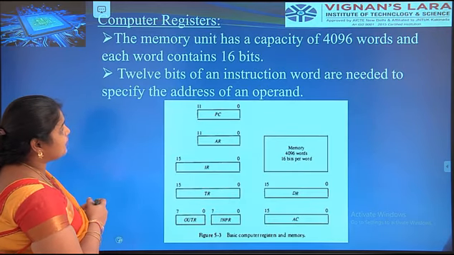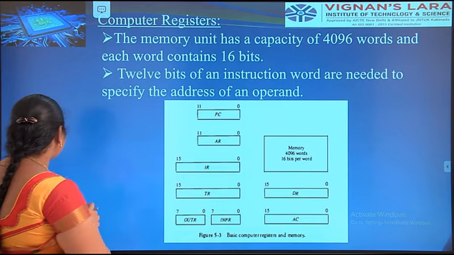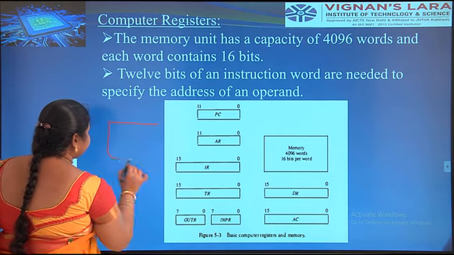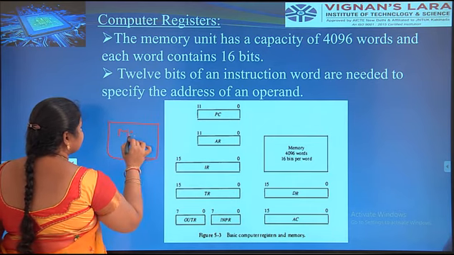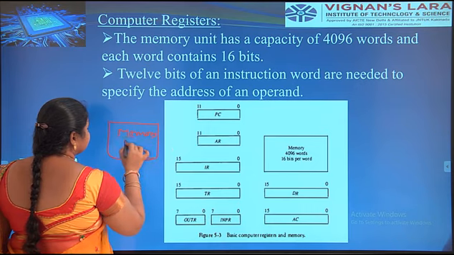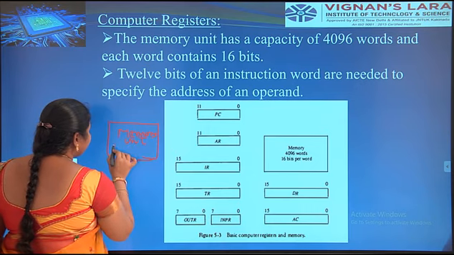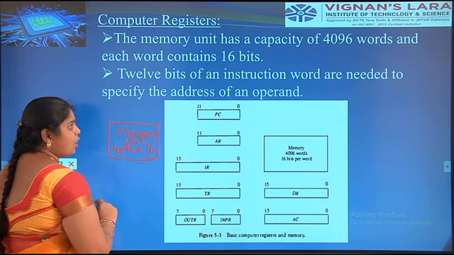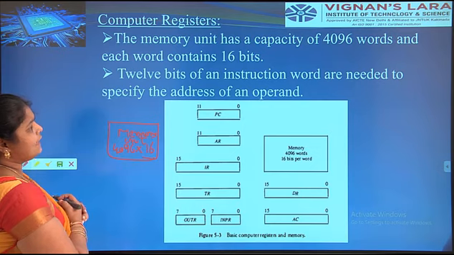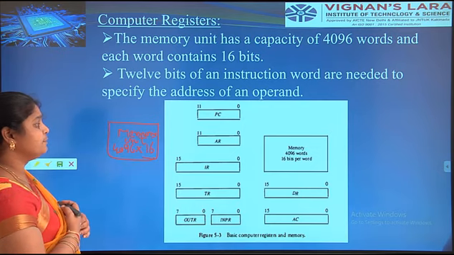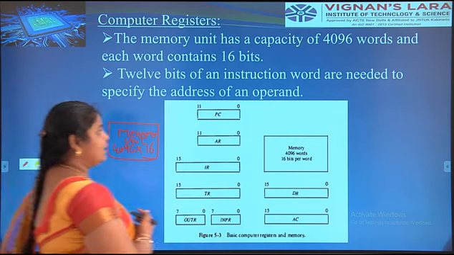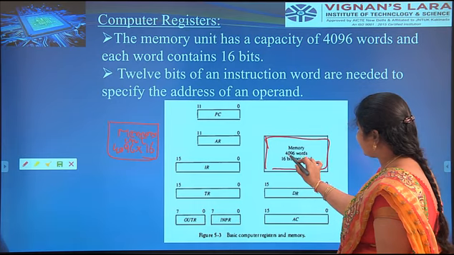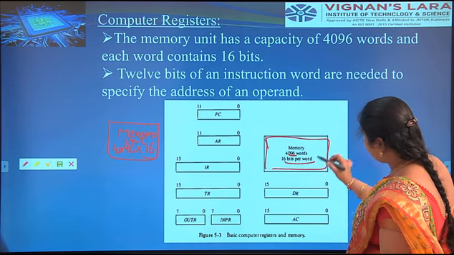Okay, this is the memory unit, which has a capacity of 4096. Already we saw the memory unit in the common bus diagram. It holds 4096 words of 16 bits each in the common bus. 12 bits of an instruction word are needed to specify the address of an operand. 12 bits means this is the memory unit; it holds 4096 words and 16 bits per word.